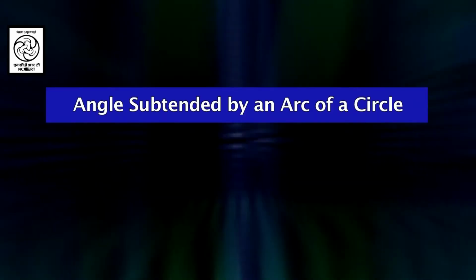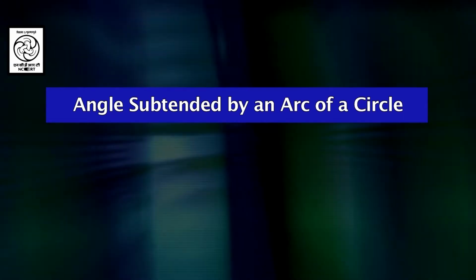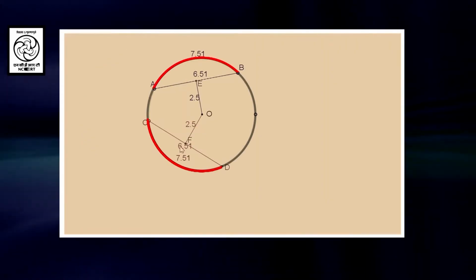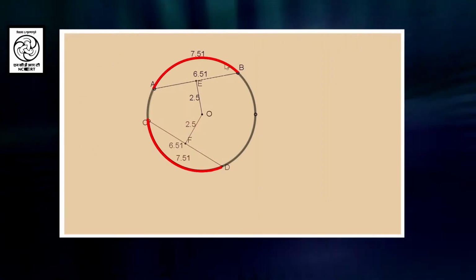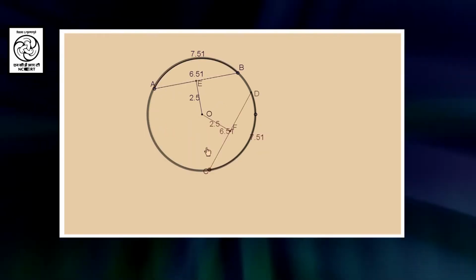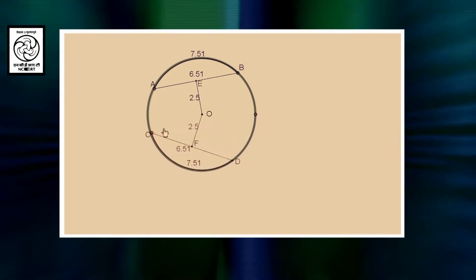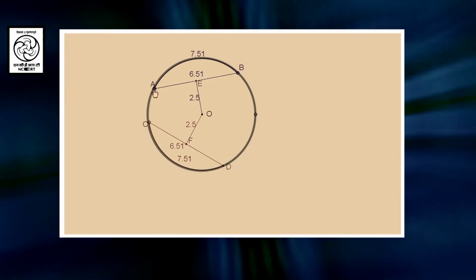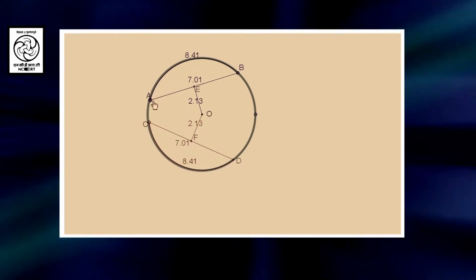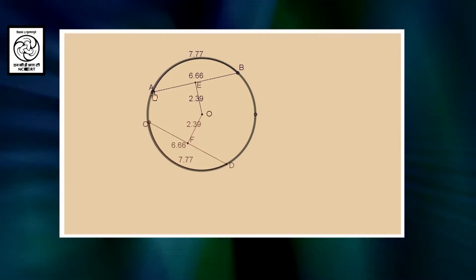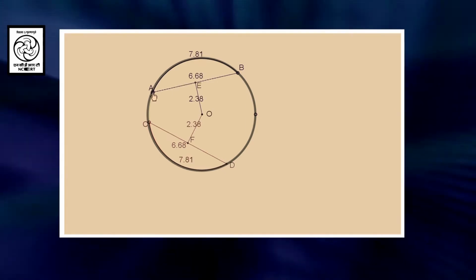Now, moving to the angle subtended by an arc of a circle. What is the relation between arcs and chords? There are two arcs AB and CD, and their corresponding chords are also AB and CD. If we change CD, you can see that both the chord and the arc lengths are the same. Now, let us change the length of arc AB. The length of arc AB is equal to the length of arc CD. Therefore, the length of chord AB is also equal to the length of chord CD.